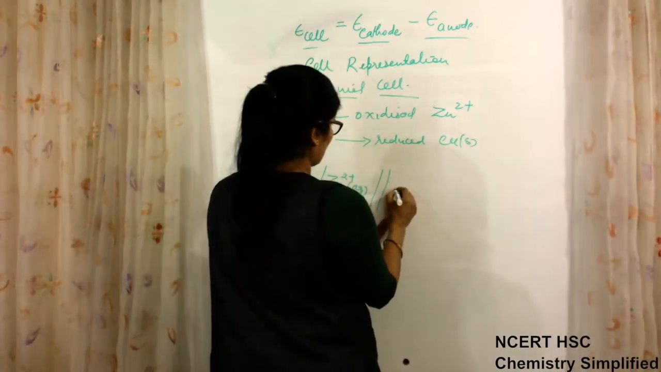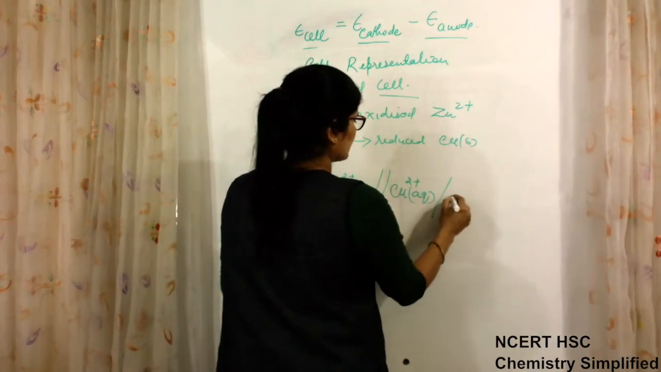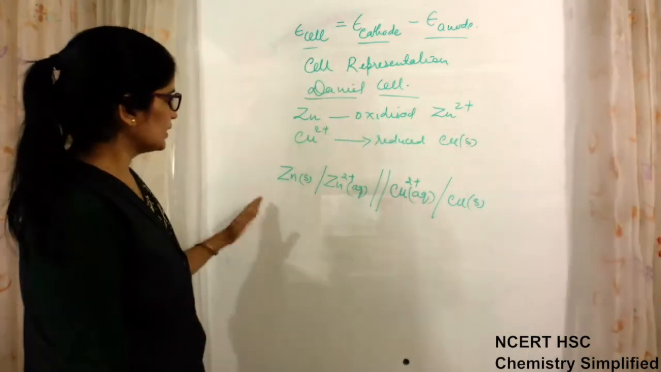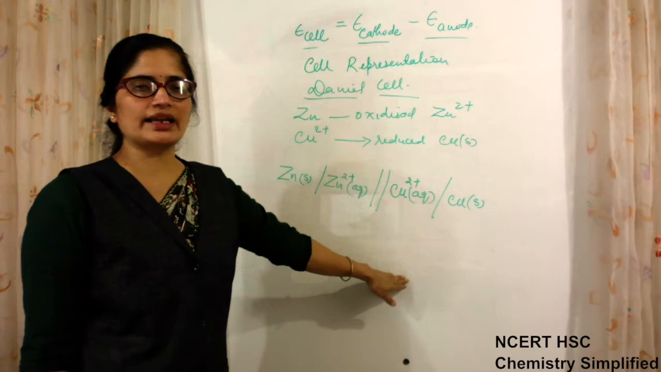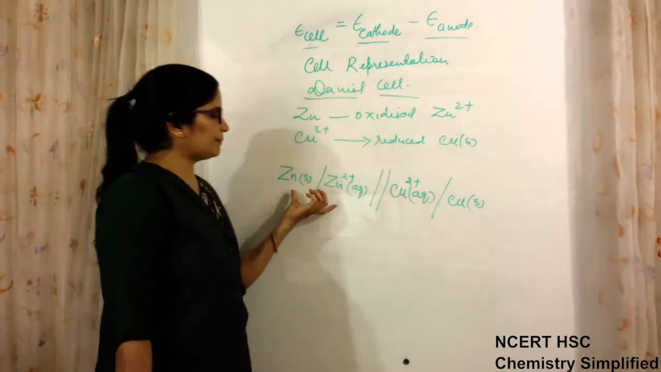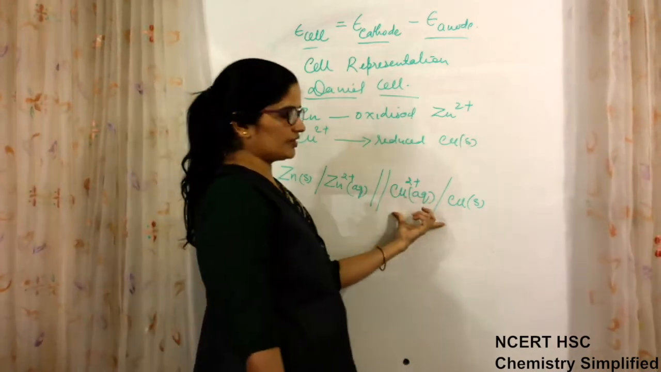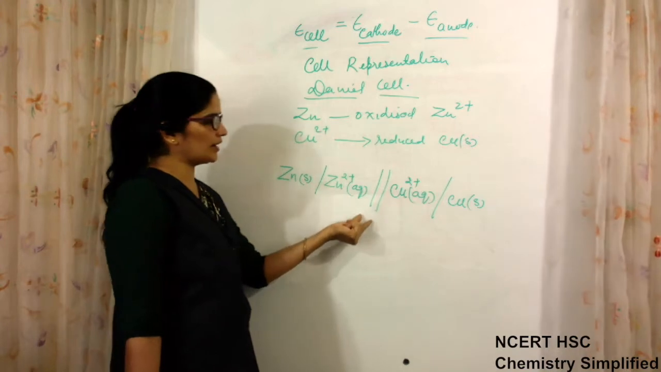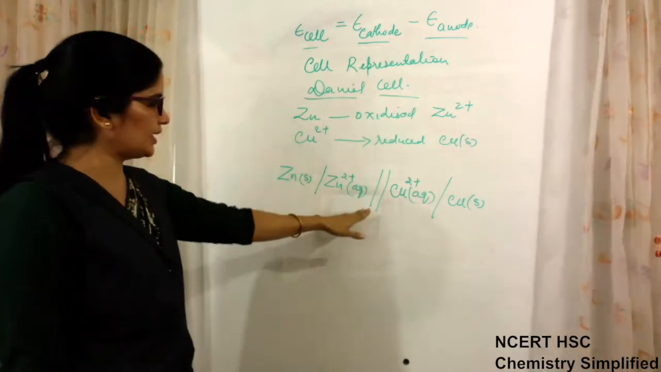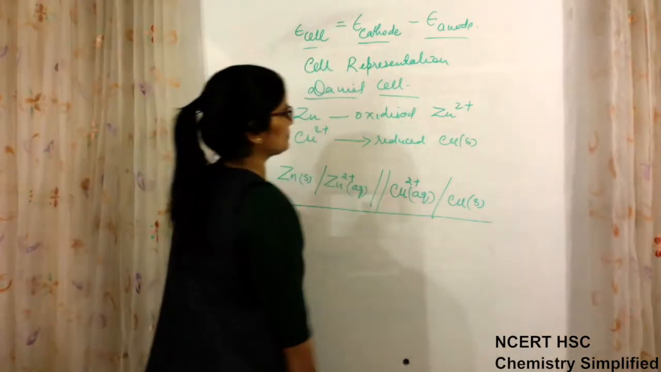Then Cu2 positive in aqueous is converted into Cu solid. So this is the representation of the Daniell cell. Any cell can be represented in this manner, keeping the oxidation half in the first part, the reduction half in the second part, and separated by a double slash. This represents the separation of the cell by the salt bridge. So this is cell notation or cell representation.